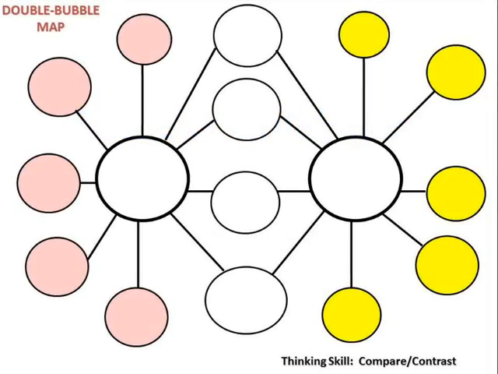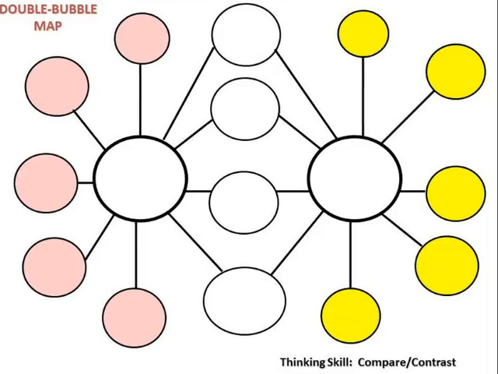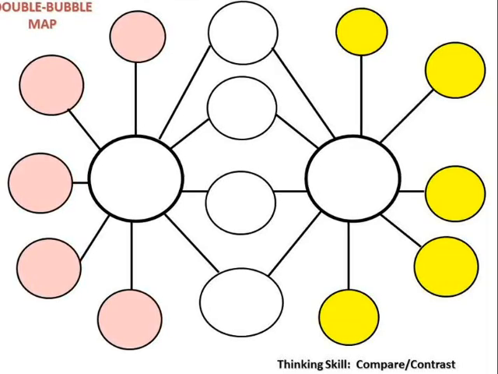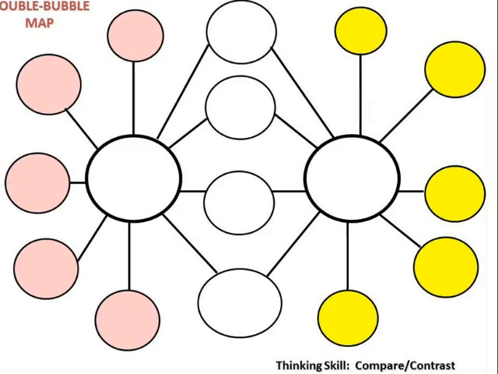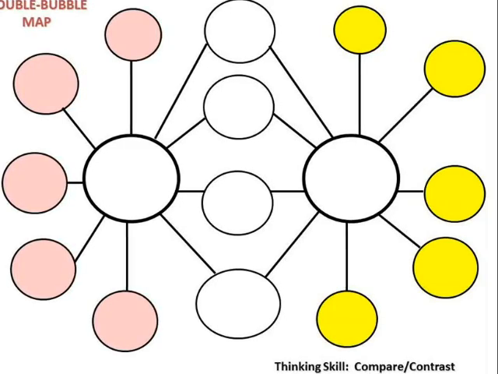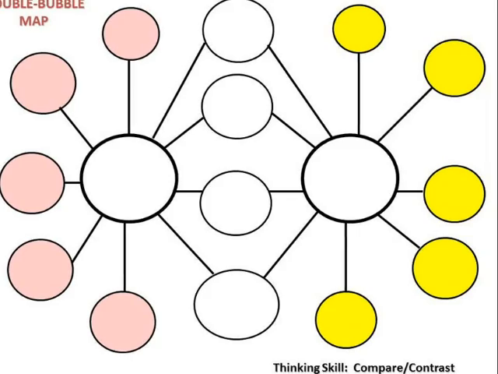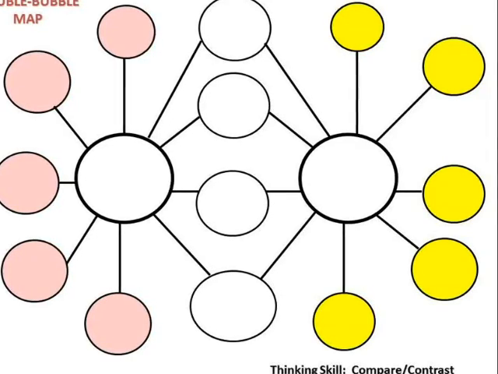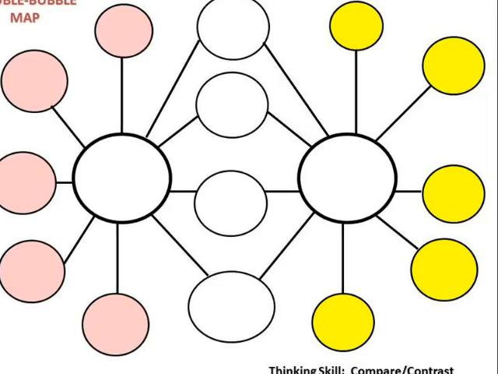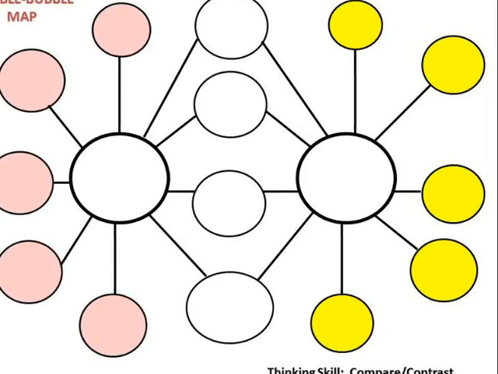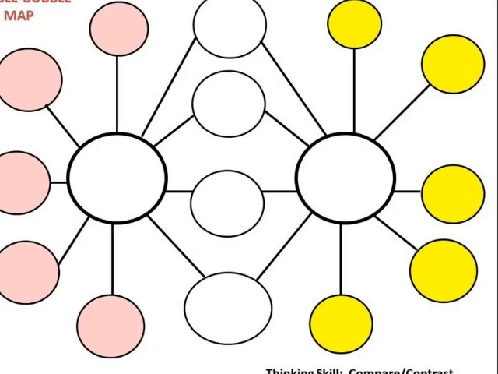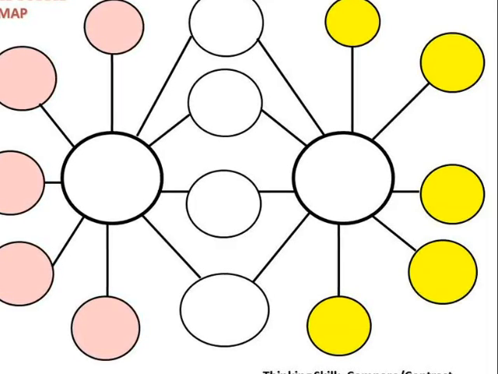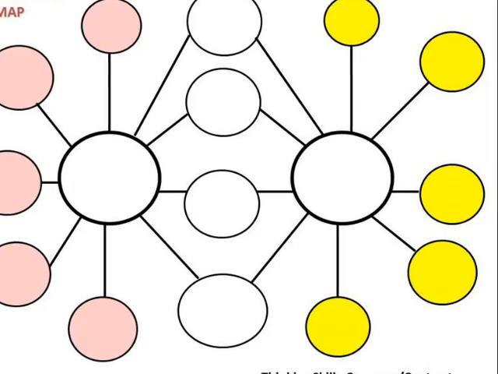All right, guys, we are going to go ahead and create a double bubble map today. And as you can see, this is an example of what a double bubble map looks like. The two main topics are going to be in the two large circles on the inner portion. The opposite colors, yellow and pink, are what they do not have in common. But the white circles are the things that they have in common.